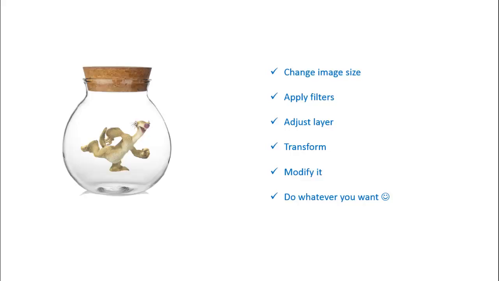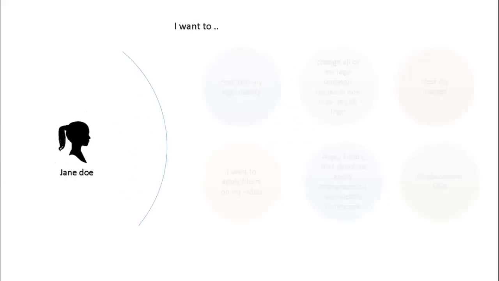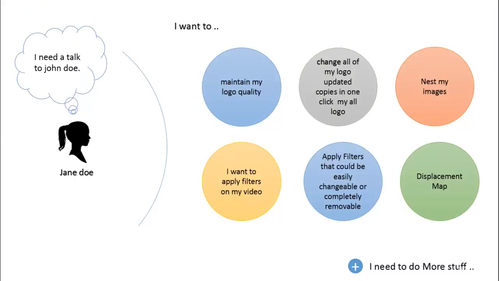I have a little scenario that will help you understand smart objects in more detail. So let's go to that. Here you can see there's Zendo, and she wants to maintain her logo quality. She wants to nest her images. She wants to apply a filter or videos. She wants to use a displacement map, and she wants to do tons of things without modifying her original content.